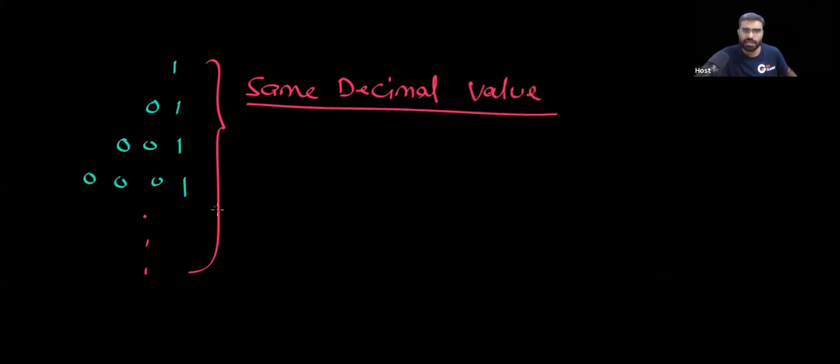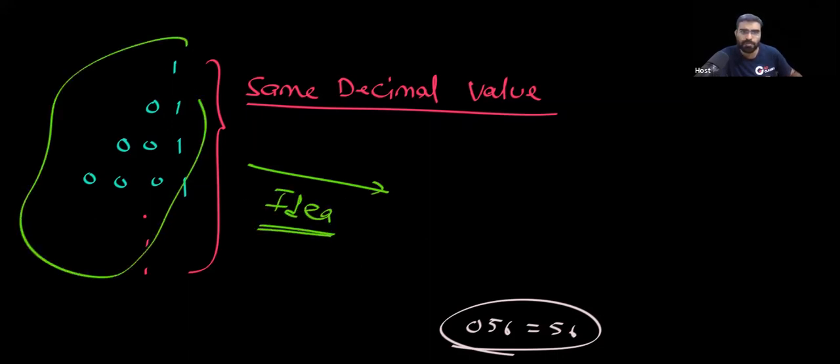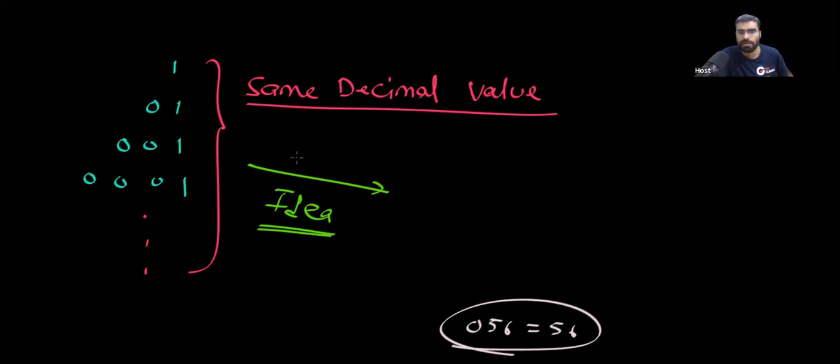Why do they have the same decimal value? Because you can put extra zeros. For example, this number is the same as this number, right? You know, this is also 56. So extra zeros you can put. Now, what is the idea? See, a clever idea. If I want to suggest some idea so that we can handle this problem, tell me how to handle this problem.